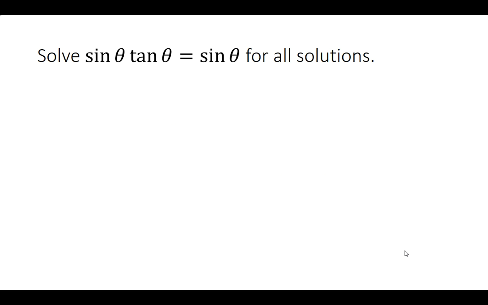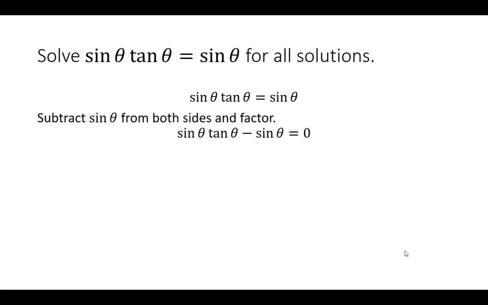In our next example, we're going to solve this equation. Sine theta tangent theta equals sine theta, and we'll do it for all solutions. It begins by finding all the solutions from 0 degrees to 360 degrees, and then adding on the coterminal angles for that. In this case, it will be helpful to solve this equation for 0. That is, subtract sine theta from both sides and factor the result.